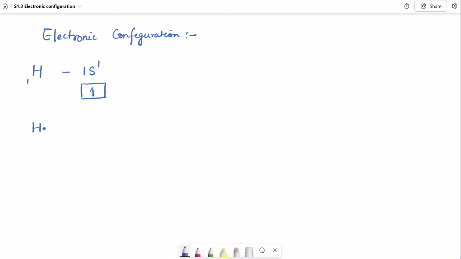We'll put one electron here in the orbital. Next is helium. 2 electrons are there, so we'll write 1s2, and we will fill 2 electrons in this. Right? Lithium. This is 1s2, 2s1. So we'll put 2 electrons here and 1 electron here.